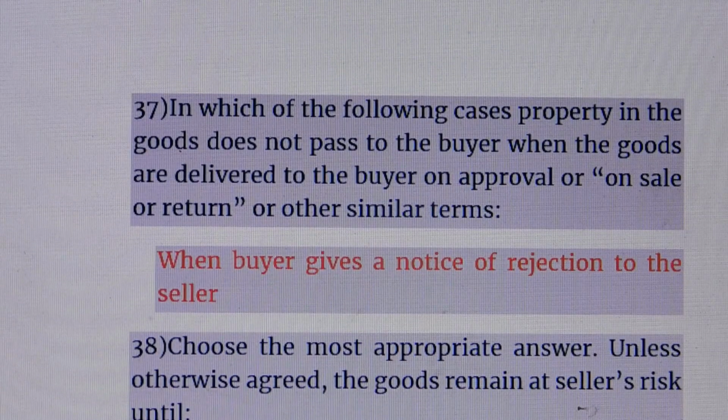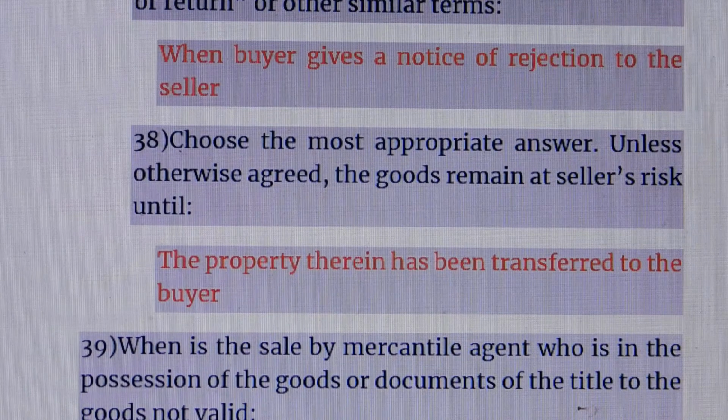In which of the following cases property in the goods does not pass to the buyer? When the goods are delivered to the buyer on approval or on sale or return or other similar terms. Answer is when buyer gives a notice of rejection to the seller. Question number 38. Choose the most appropriate answer. Unless otherwise agreed, the goods remain at seller's risk until. Answer is the property therein has been transferred to the buyer.